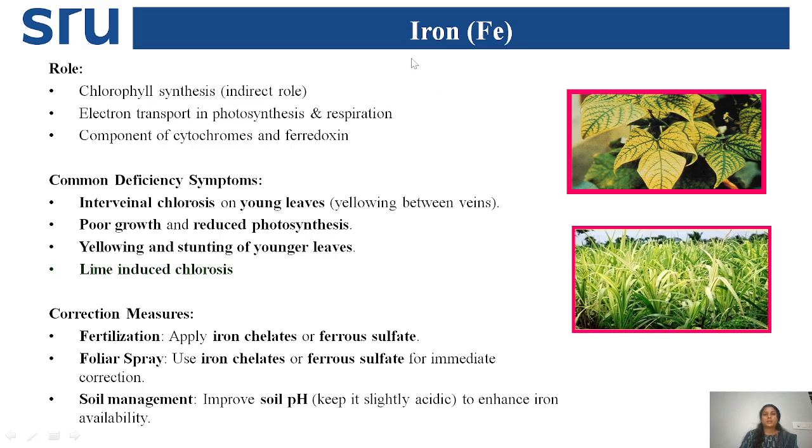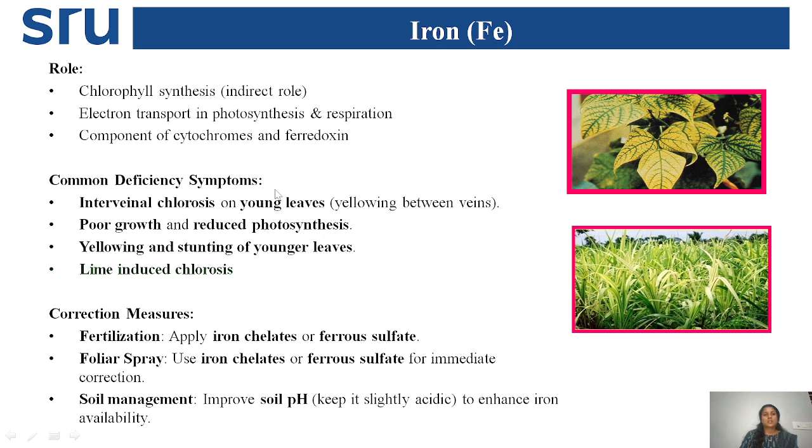Iron also has a major role in the electron transport system. In the electron transport system, the redox reactions, that is oxidation and reduction of compounds, happen because of iron and cytochrome. Not only in photosynthesis, but also in mitochondria we have an electron transport chain, and there also iron has its specific role. It's also a component of cytochrome and ferredoxin. Both are involved in the electron transport chain.